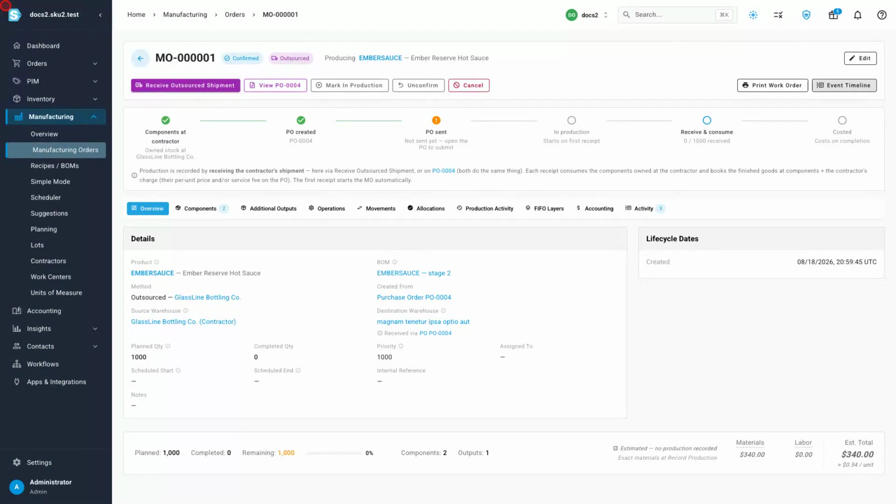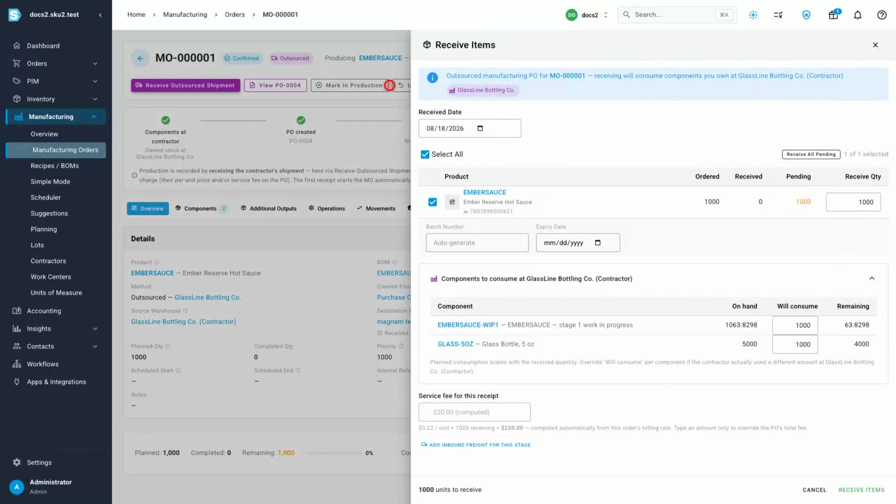Receive it, and give the finished batch its own number. And if a freight company billed you for the leg between the two vendors, add it here, against the stage that received the goods. It becomes part of what the inventory is worth rather than an expense of the month, which is where your accountant wants it.